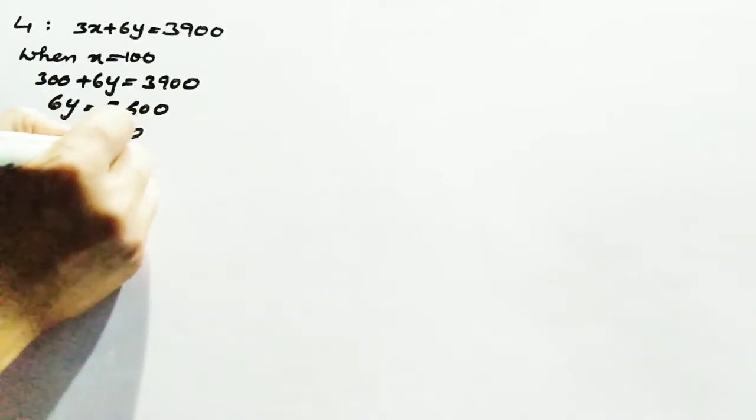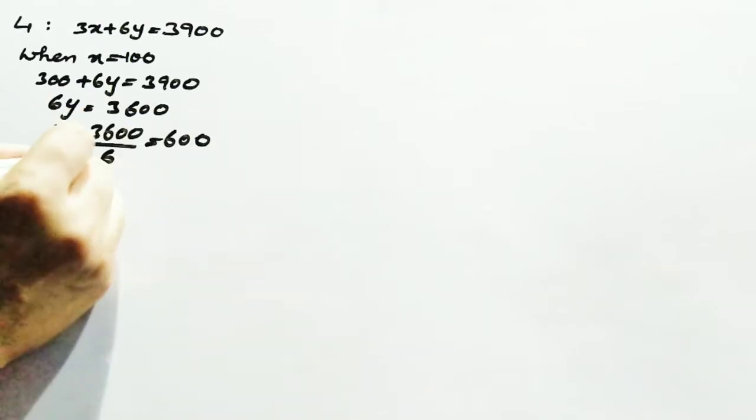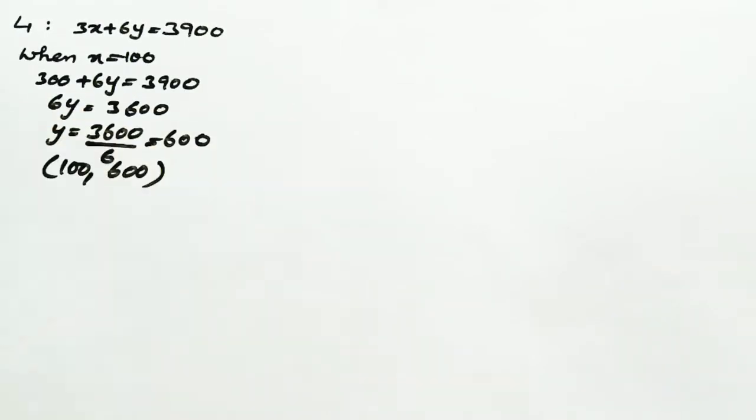Your L1 equation is 3x plus 6y equal to 3900. When x is equal to 100, substitute the x value in your equation. 3 into 100 is 300, plus 6y is equal to 3900. So 6y is 3900 minus 300, which gives 3600. So y equal to 3600 by 6, you will get 600. So what is your x? 100. What is your y? 600.